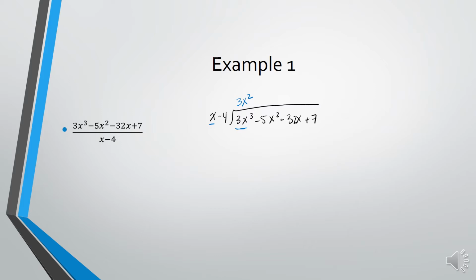Once you write that 3x squared up there, I'm going to multiply. So I'll do 3x squared times x minus 4. When I do that, I get 3x cubed minus 12x squared. So I multiplied, now I subtract. When I subtract, don't forget you've got to distribute this negative. So the 3x cubeds cancel, which is what I want. And then I'll have negative 5x squared plus a positive 12x squared, which is 7x squared. And then don't forget to bring down everything else.